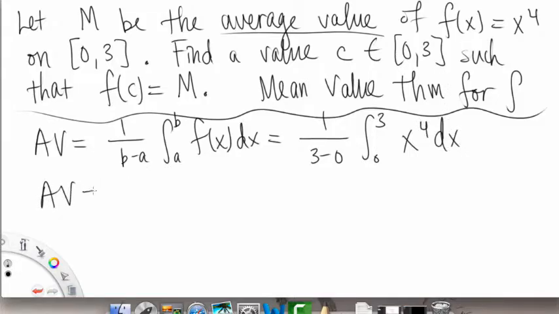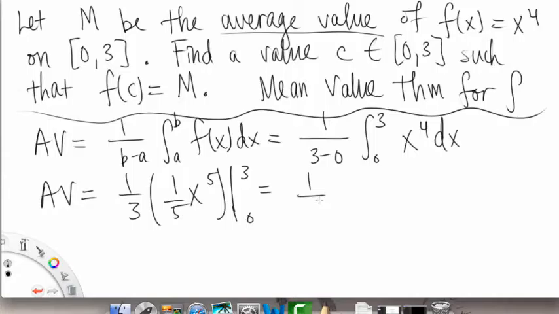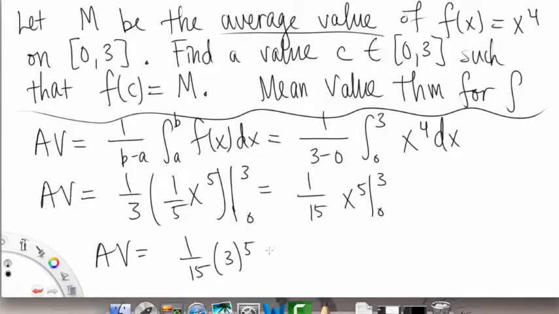Continuing to simplify, we get 1 over 3 times x^5 over 5, evaluated from 0 up to 3. So this is 1/15 x^5, evaluated from 0 to 3. When we plug that in, the average value is equal to 1/15 times 3^5 minus 1/15 times 0^5. The second term goes to 0.